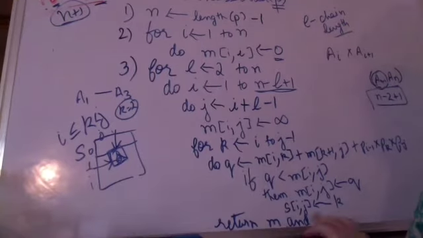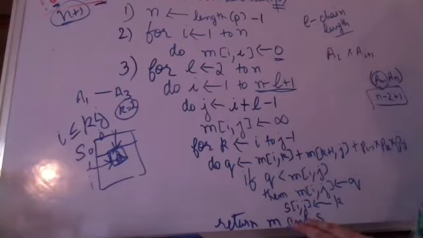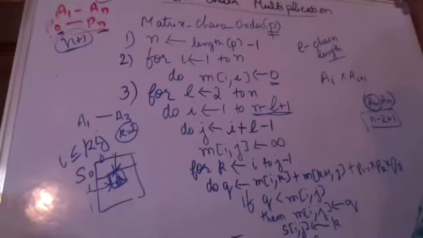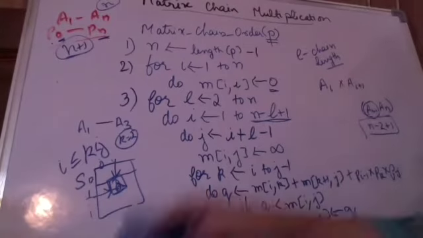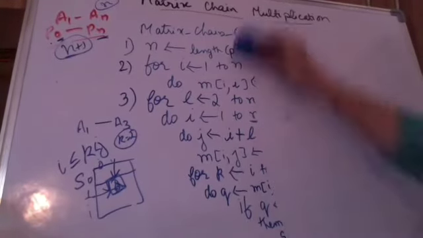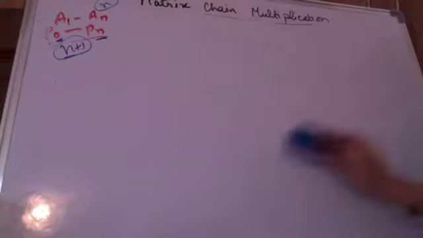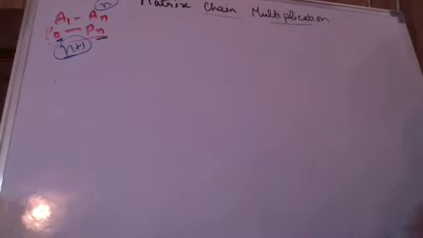Using m and s, using actually S, the value of k, we can also multiply. So far we have only found the order. This algorithm is only giving me the order. Now I will try to multiply the matrices. So the next small algorithm is going to multiply the chain. So far we have only calculated the order. Now we actually multiply the chain.